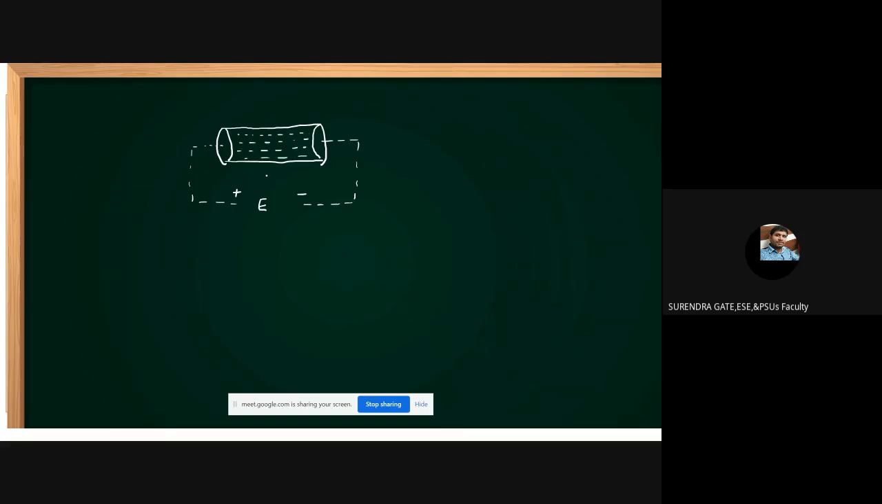Because this electric field applies a force on each electron, that's why there is a flow of electrons through the conductor. And there is some energy loss. I have taken the length of the conductor as L and the cross-sectional area of the conductor as A. Whenever current passes through this conductor, the power loss P equals sigma E square. This formula I gave.